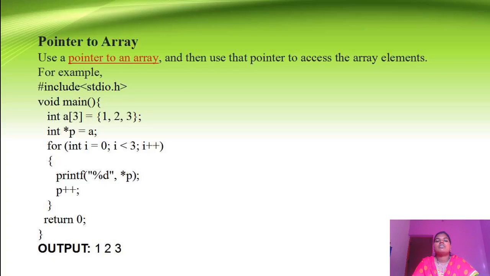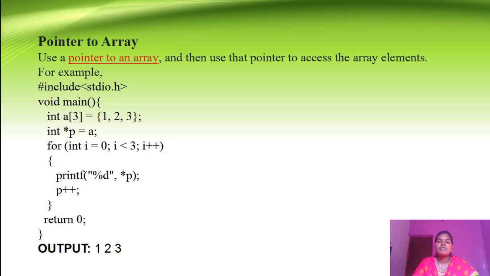So A is the name of the array. It holds the entire address of the array. It is initialized to the pointer p, and I have used the for loop, that is int i = 0, i < 3 and i++. Then within the for loop I will print %d, *p. I will increment the pointer, p++.